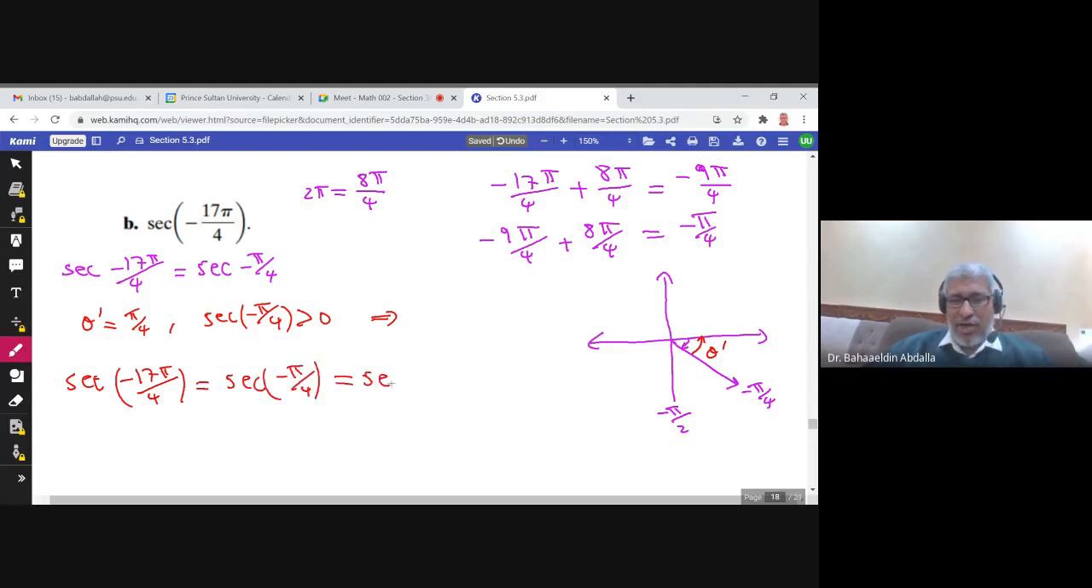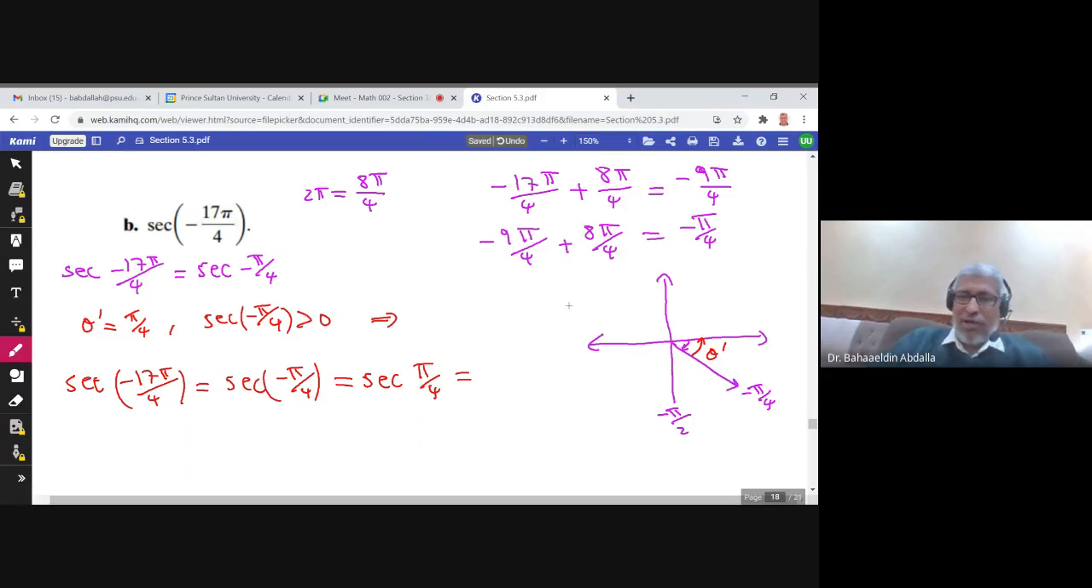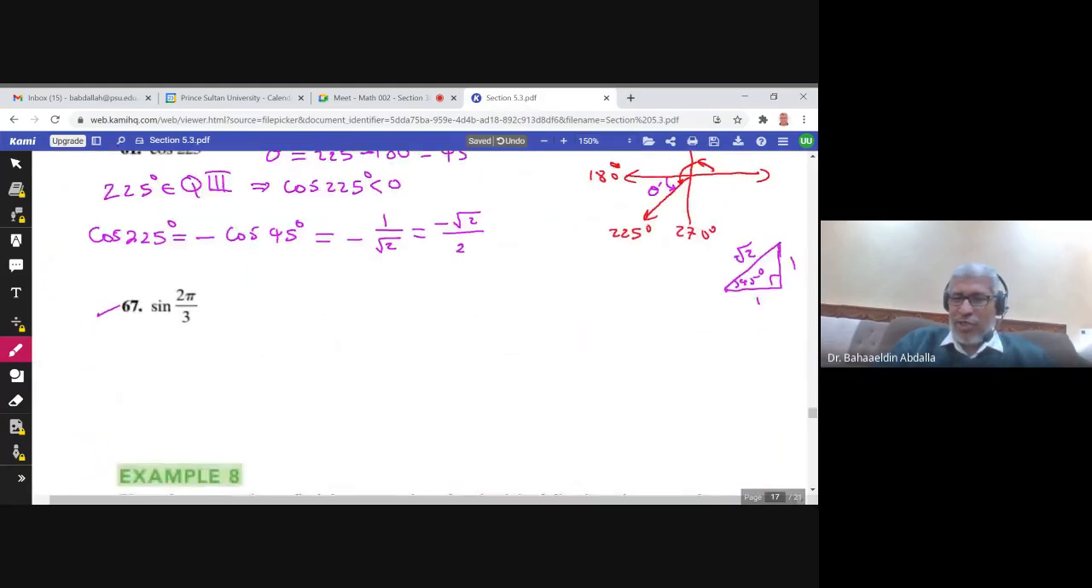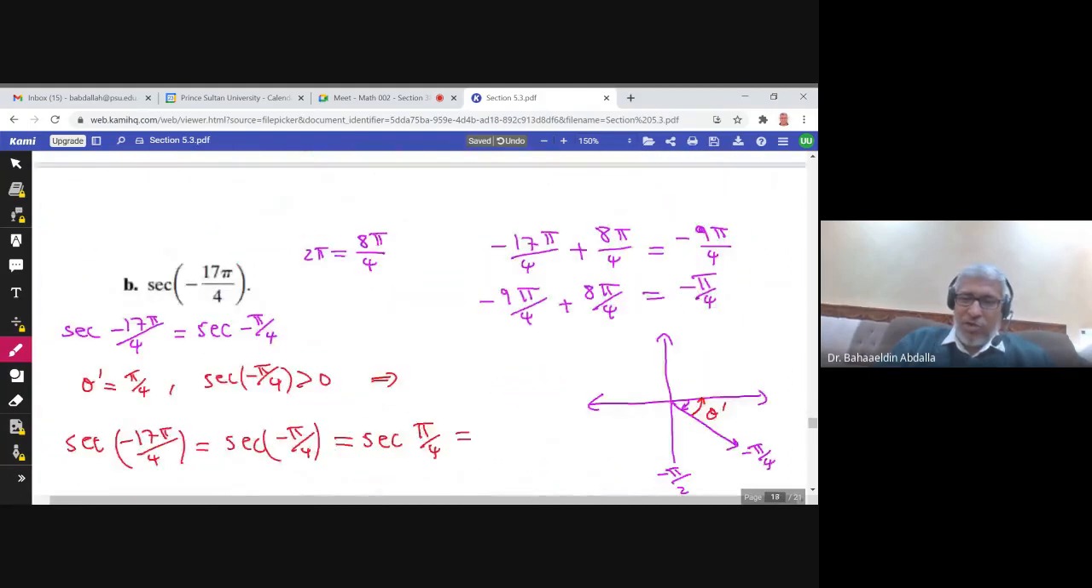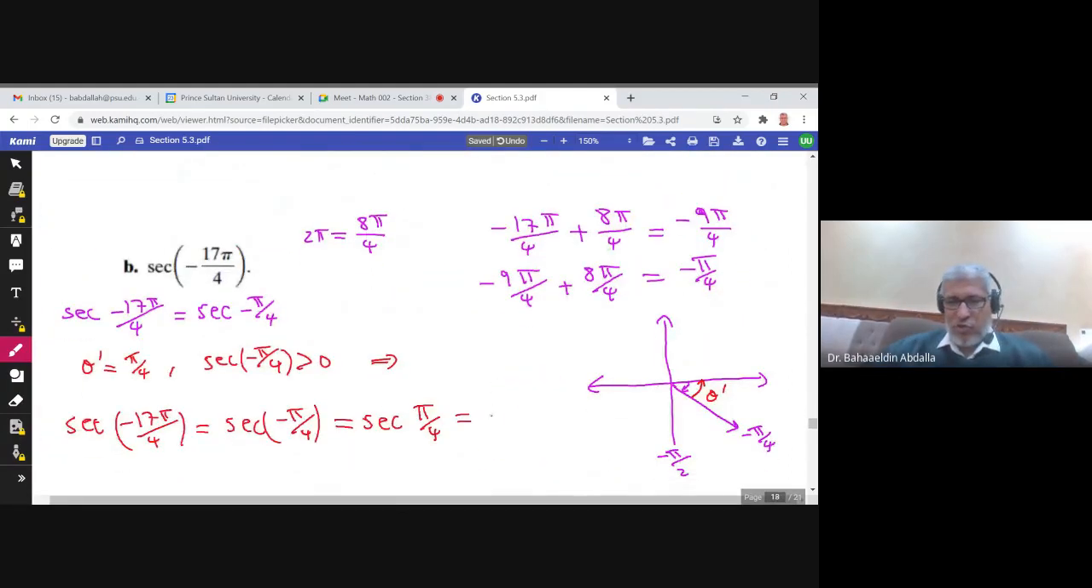Which is actually equal to secant pi over 4, which is the reference angle, is equal to, and if you use the triangle of pi over 4, which is this triangle, secant is 1 over cosine, so it would be square root of 2 over 1. So this is the answer.